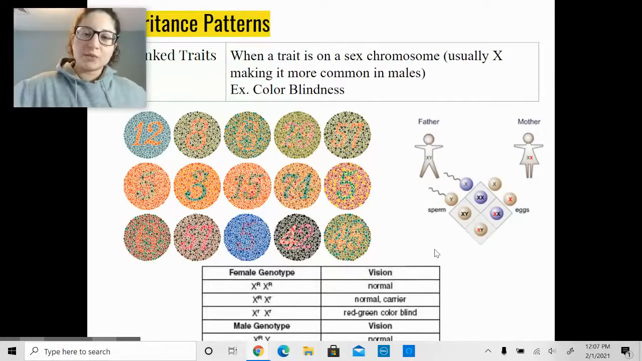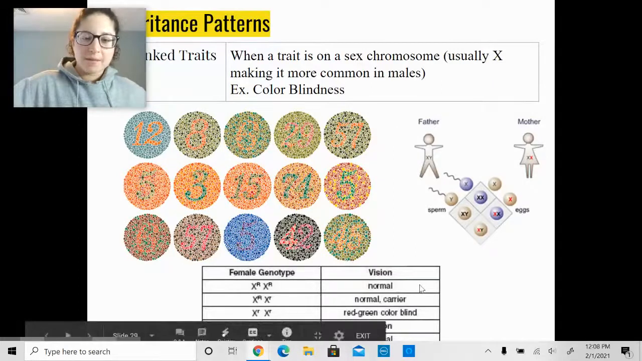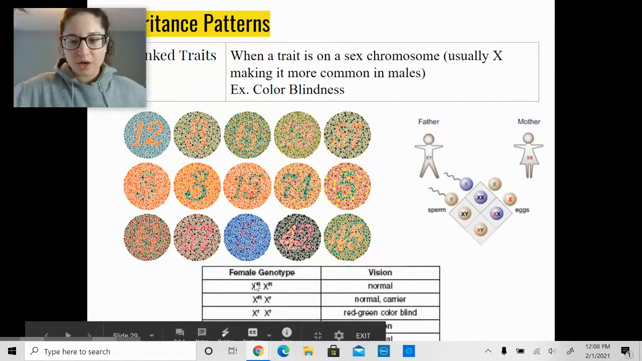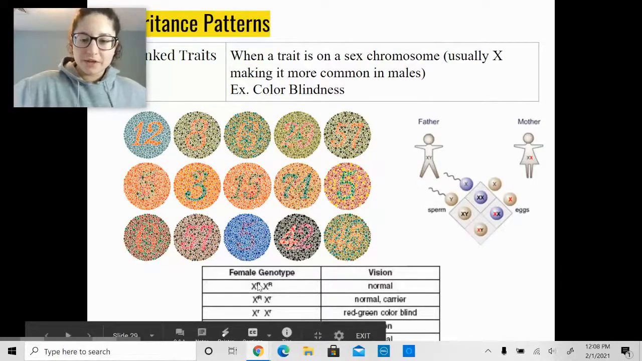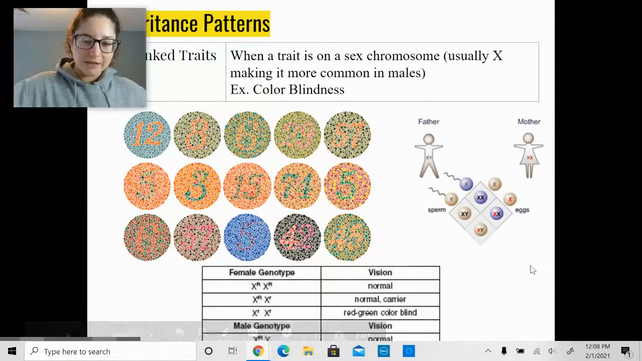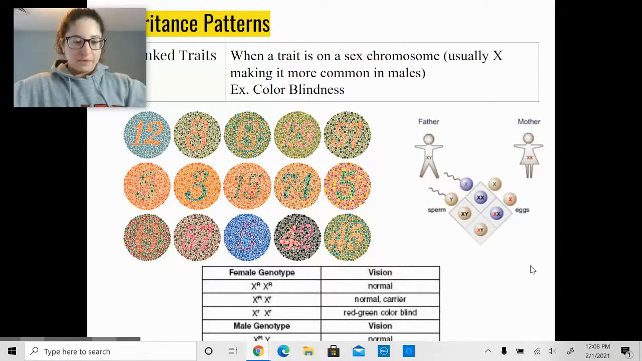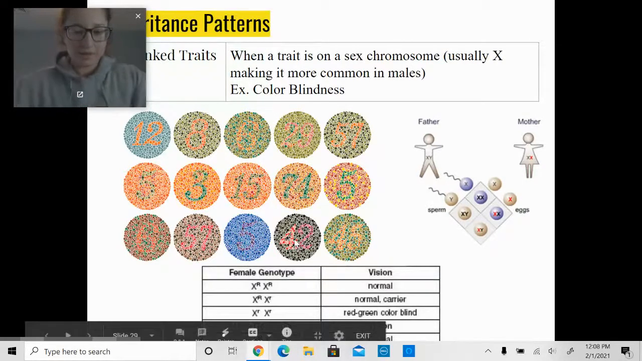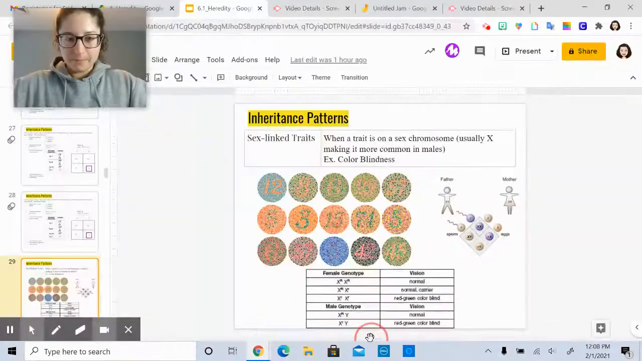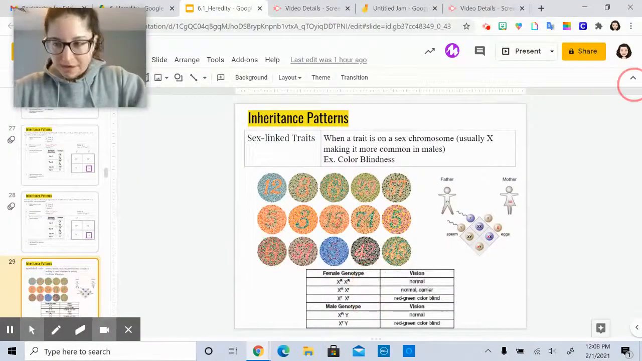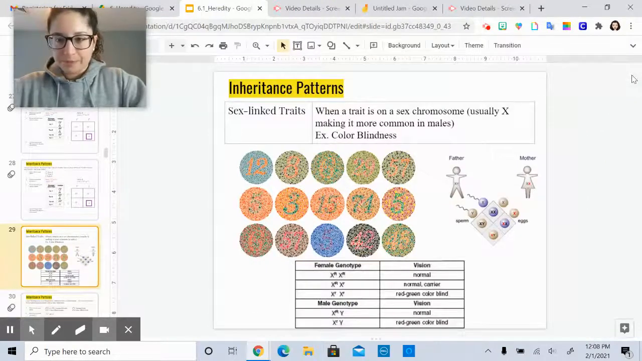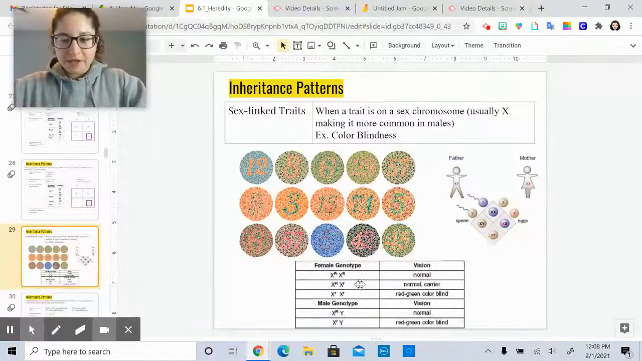So keep in mind, this is written similarly to codominance in that we have an X to represent the X chromosome, and then we have that little superscript letter to represent normal vision or colorblind vision. So in this case, the big R is representing normal vision, and the little r is representing colorblind vision. And we can't see the table, so there we go.